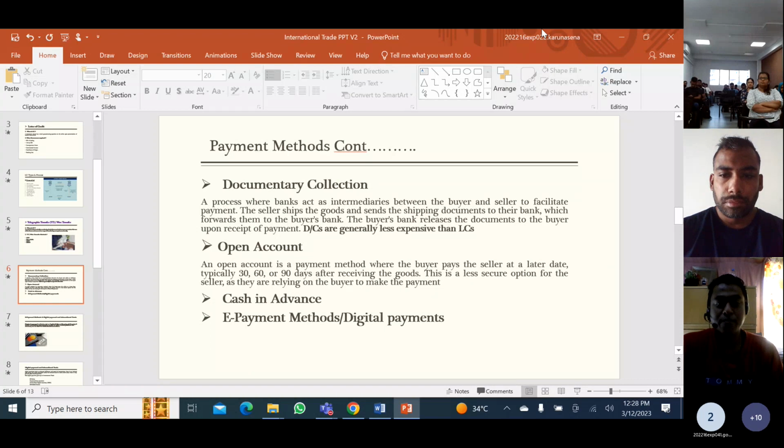The other method is cash in advance. In this method, the buyer has to pay 100% in advance. Full payment needs to be done, then only he receives the goods. The next method, e-payment methods or digital payments, will be explained by my colleague Janaka. Thank you, everybody. Janaka, over to you.